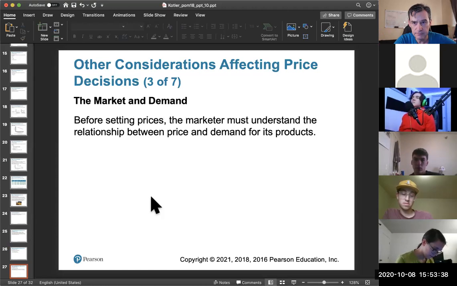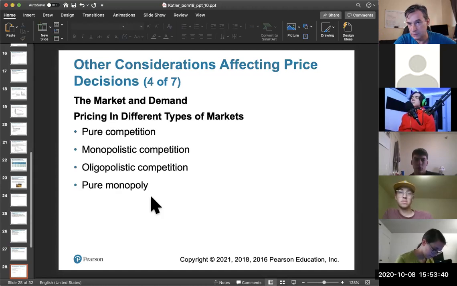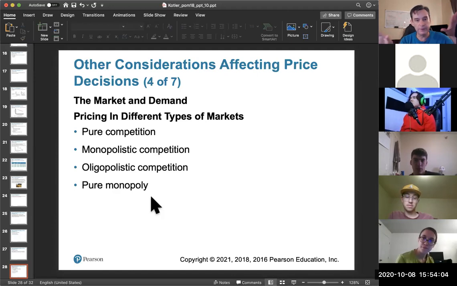Now, this is something that you already know. The last thing of today's class: you have pure competition, or monopolistic competition, or oligopolistic competition, or pure monopoly. Pure competition is when everybody competes. There is no dominant character in the market. Everybody competes freely.